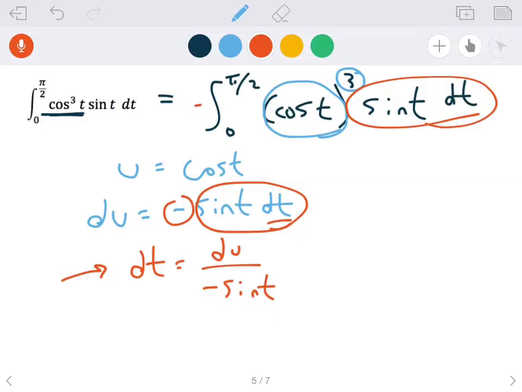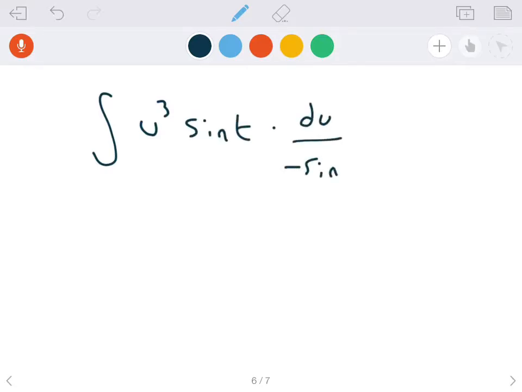So I'm going to rewrite this. It's the integral now of u cubed times the sine of t times du over negative sine t. So my sine t's cancel out. I can pull that negative out front. And so I've got the negative integral of u cubed du. Now what have I not done? I haven't dealt with my limits. You have two options.